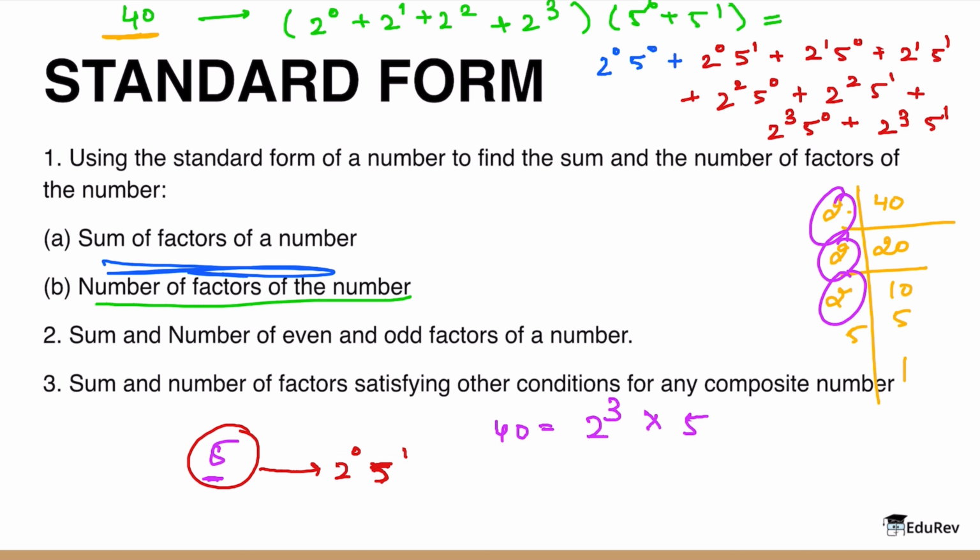Correct? Similarly, if I say that 2 to the 2 is also one of the factors, now how can I write 2 given the fact that the exponent of 5 is 0? So I can write 2 to the power 1 and 5 to the power 0. Like this, what I can do is I can make all the possible factors which can be made out of the number 40.